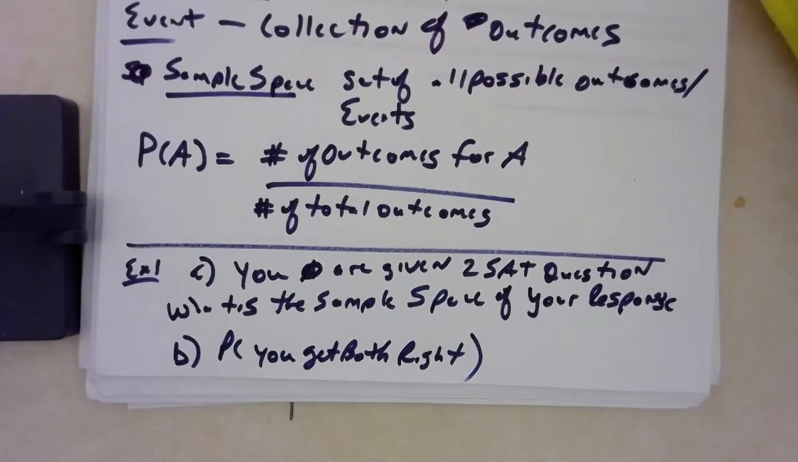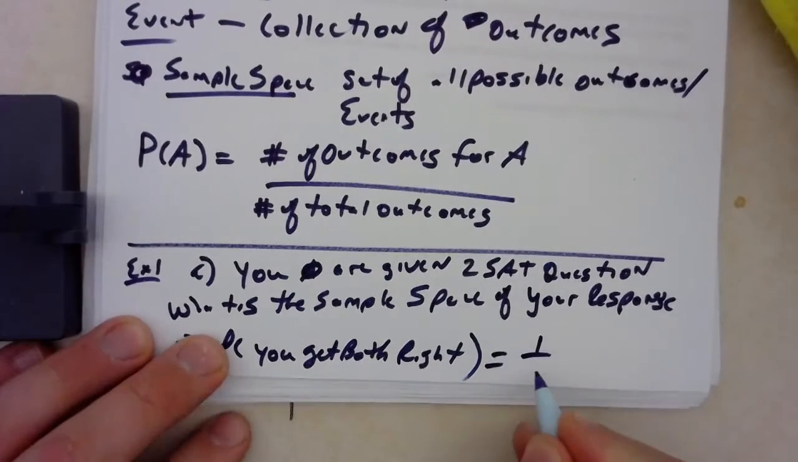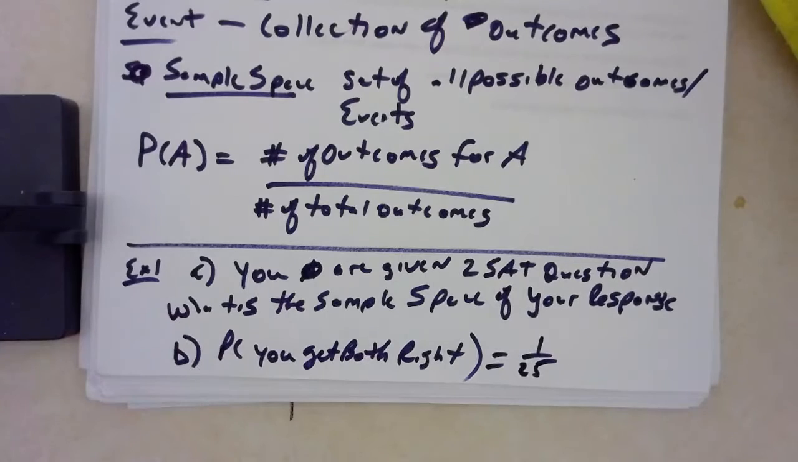What's the probability you get both right, though? Yep, 1 in 25. Because how many right answers are there? And how many total outcomes are there possible? 25. Yeah, there's 25. So you got a 1 in 25 chance. Now, do only 1 in 25 kids get it right?